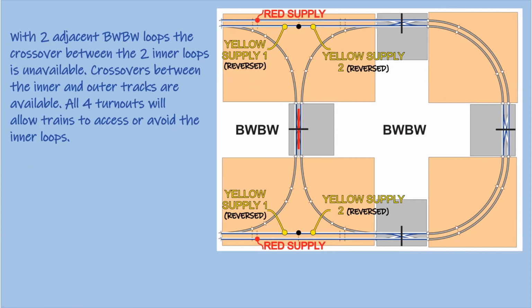With a blue, white situation, all four turnouts will allow trains to access or avoid the inner loops. The trains can go right straight through because there is no electrical reversal here from side to side. But blue, white, around the loop, you can use the turnouts. But between the loops, the electrical connection is reversed and the turnouts are not available.